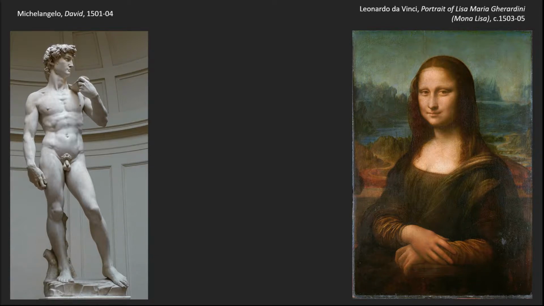And the two of them know each other. They have, I think, a somewhat testy relationship. There's one point when they're both working in the same room at the same time, painting frescoes on opposite walls of each other. Both of these frescoes have since been lost.